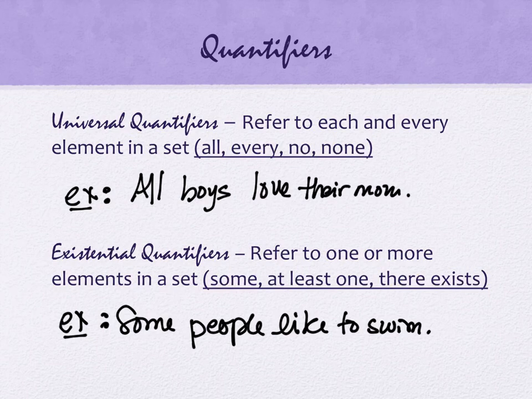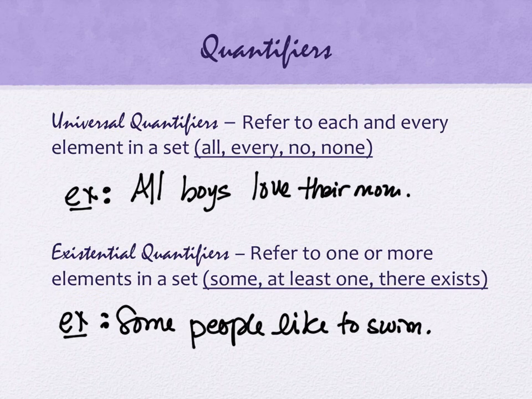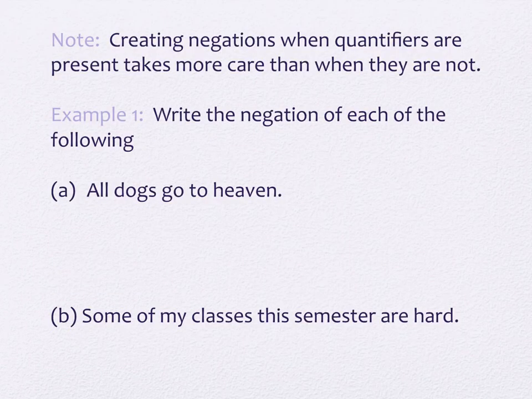Okay, so when we do negations with statements that have quantifiers, we have to be careful. The statement about the eggs over here didn't have any quantifier. It didn't say I always eat eggs for breakfast. It just said I ate eggs for breakfast, which is very simple. We throw the word not in there and we're done. If it's got a universal or an existential quantifier, we have to pay particular attention to how we treat that quantifier. That's your disclaimer here. Creating negations when quantifiers are present takes more care than when they're not.